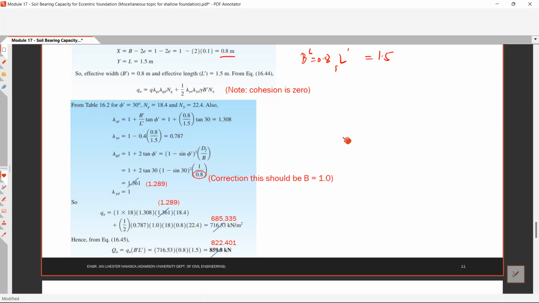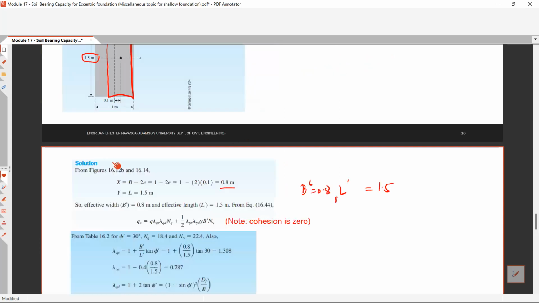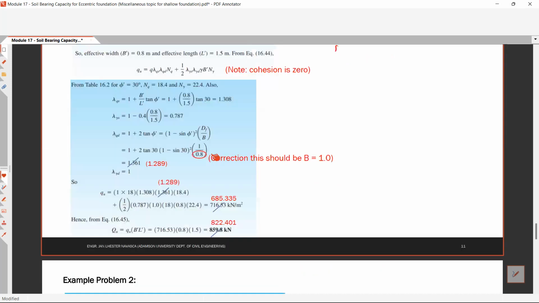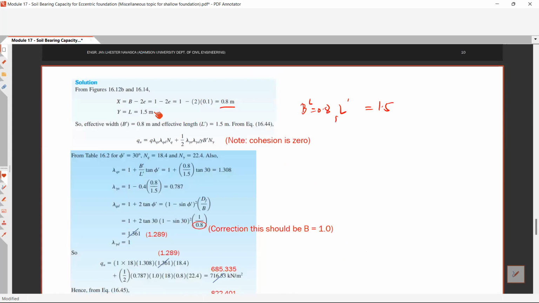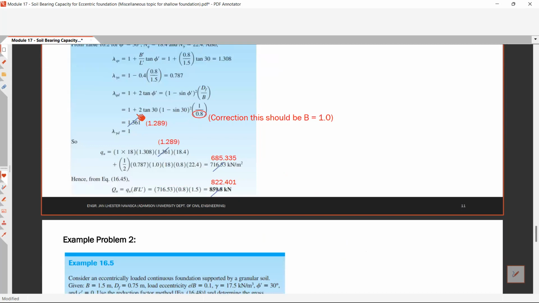Then for the depth factor, so 1 plus 2 tangent phi prime times 1 minus sine phi squared times df over b. Okay, and this has a correction. It should be 1.0. Okay, correction, this should be 1.0 since yung B mo ngayon ay 1.0. Ano ba yung B? Ito yung B mo eh. Yung width B mo na 1 meters. Okay, yung DF mo naman is 1 meters then. Okay, so it has a correction. So anyway, your depth factor is 1.289 and your other depth factor is 1.